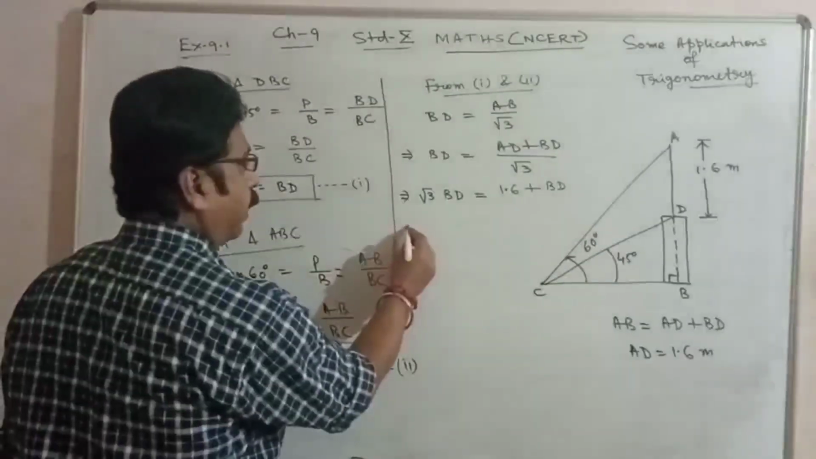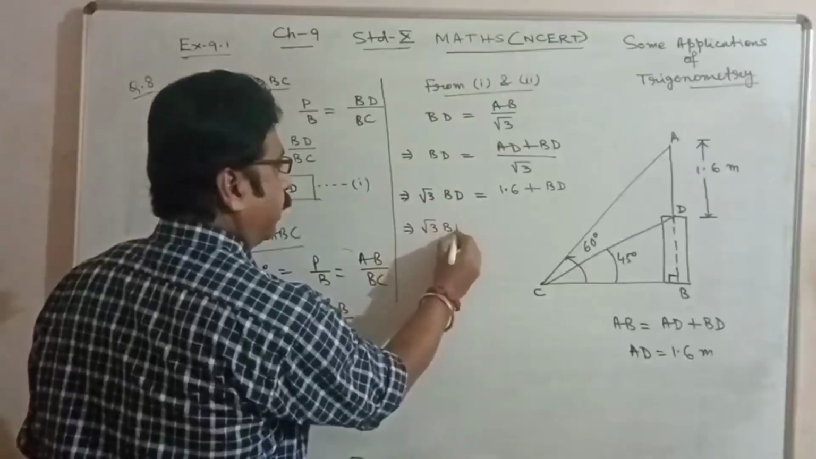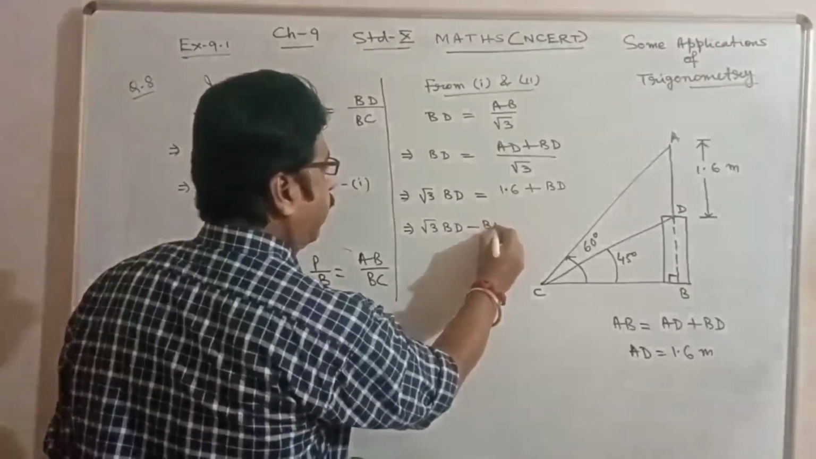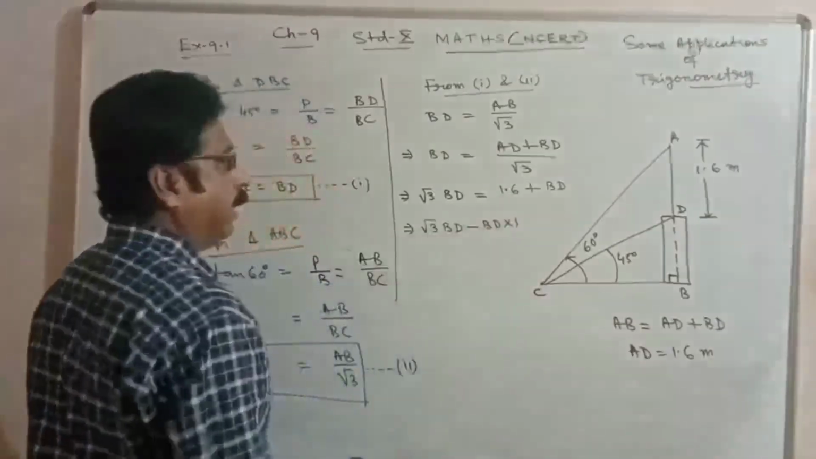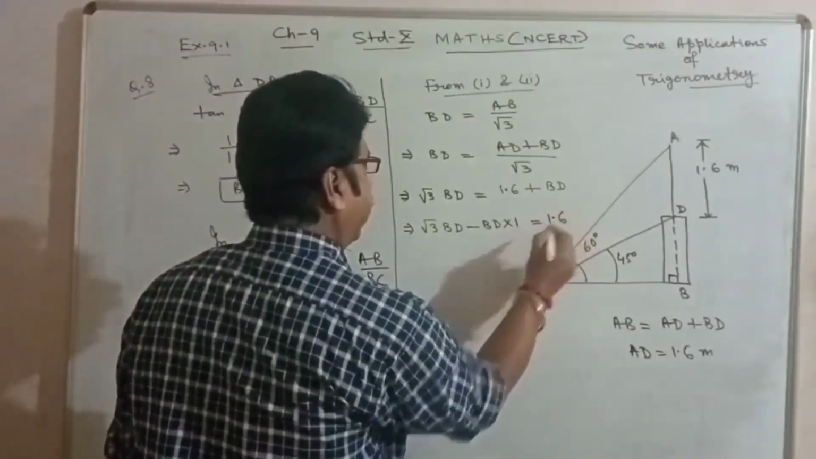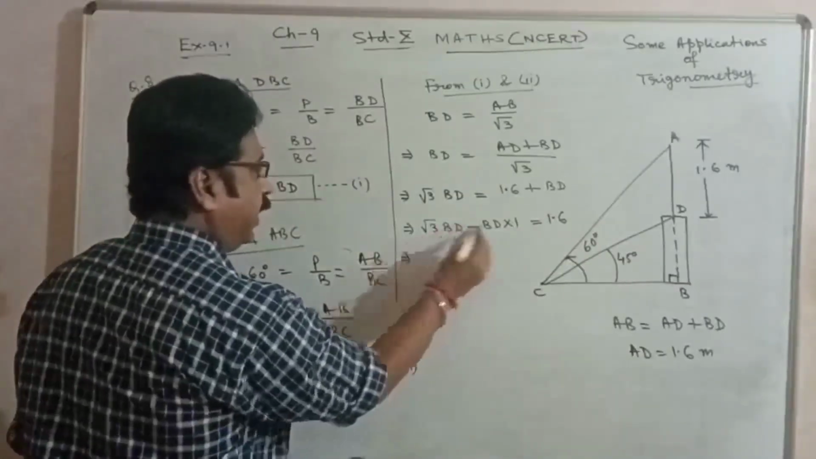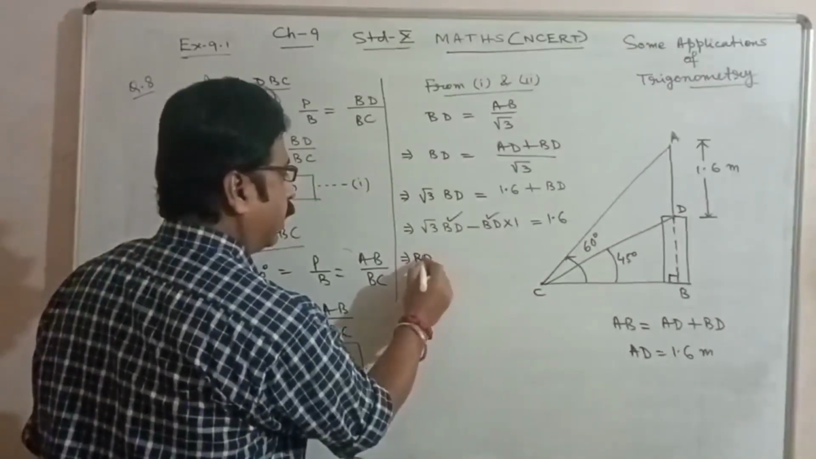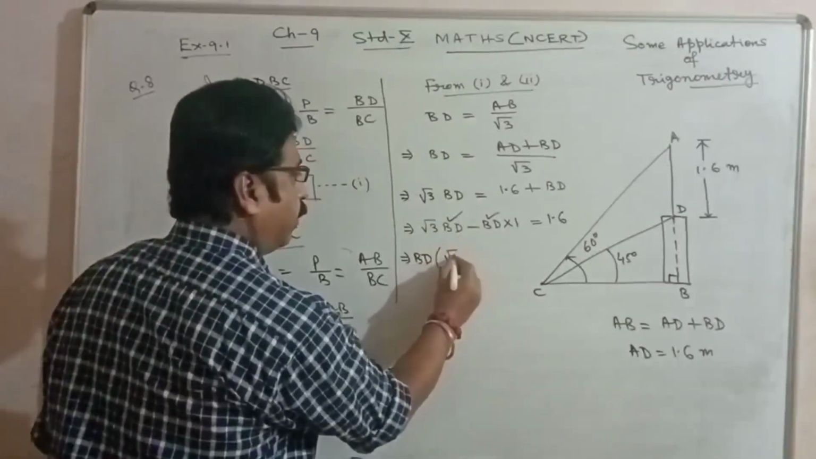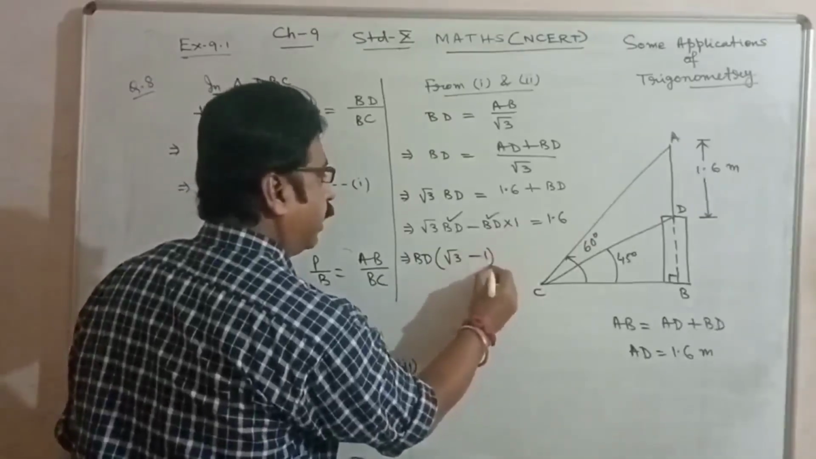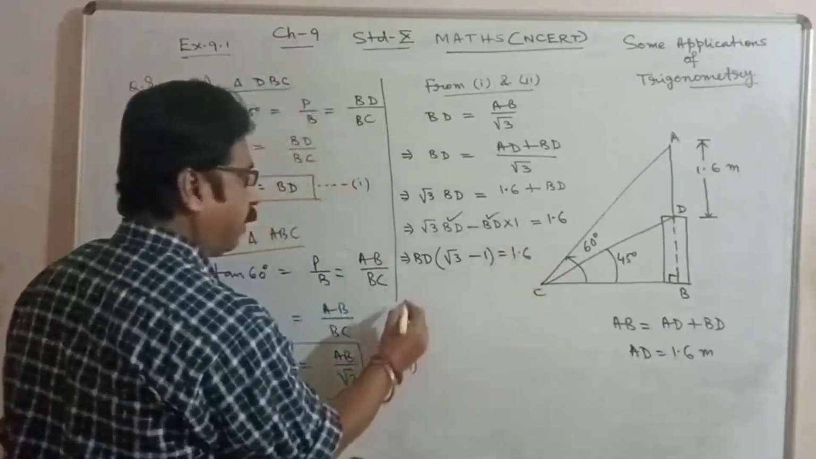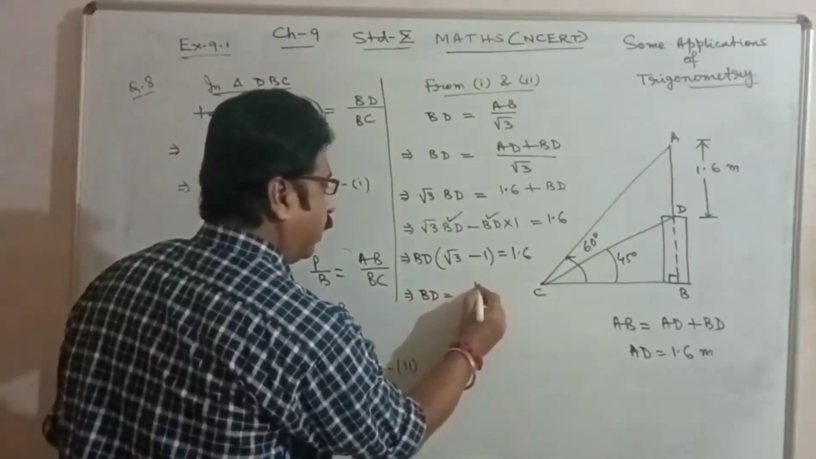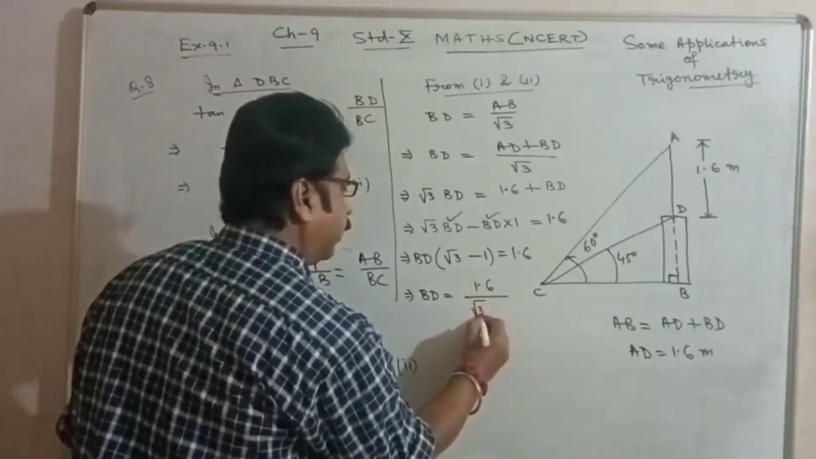Now root 3 BD, this BD is coming from right side to left side, it will be minus BD. You can write BD into root 3 minus 1 equals to 1.6. BD and BD, this will be common. BD equals to 1.6 upon root 3 minus 1.